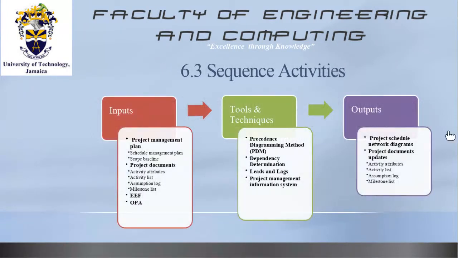So let's look at our graphic here. The inputs into the sequencing of activities obviously will include a project management plan with a number of project documents to include your activity list and your activity attributes. The tools and techniques. Remember I mentioned just now about the network diagram. We are going to use a technique referred to as the precedence diagramming method, or PDM. This is the method that is used to generate a network diagram. I'm going to be showing you all of this in a short while.